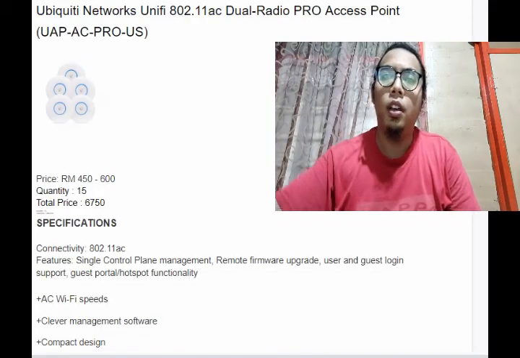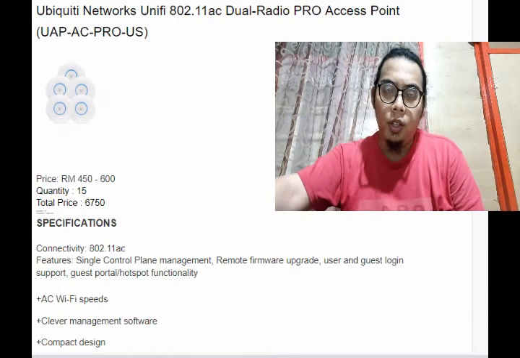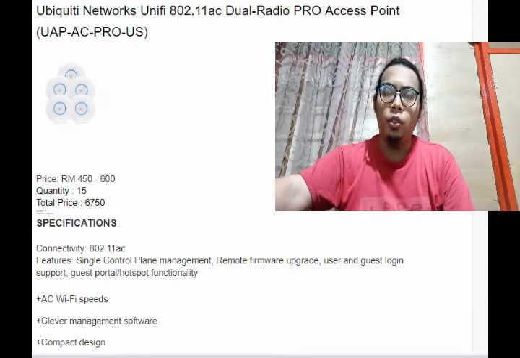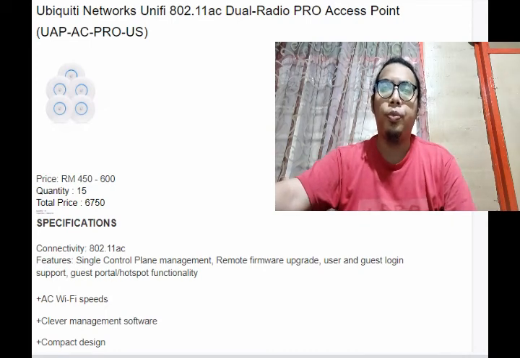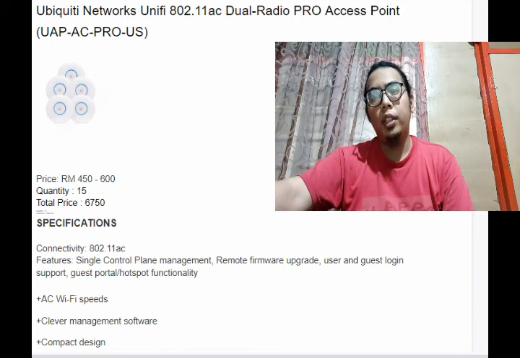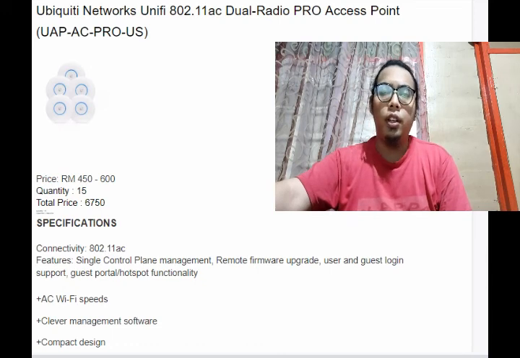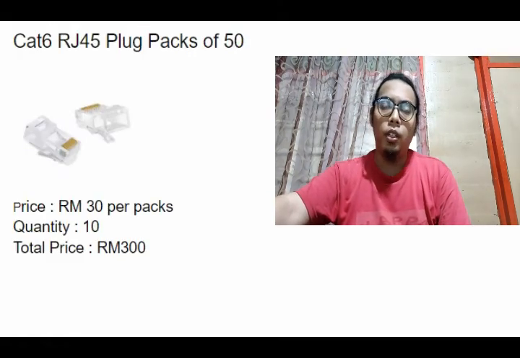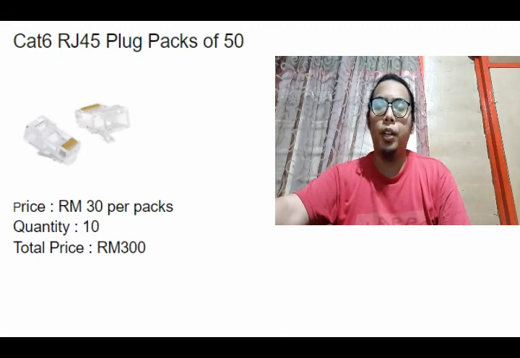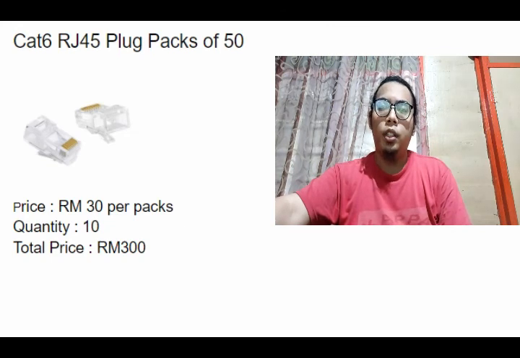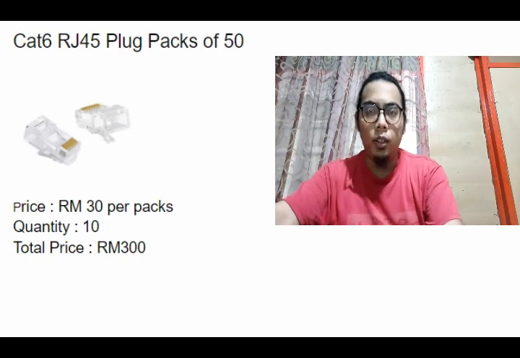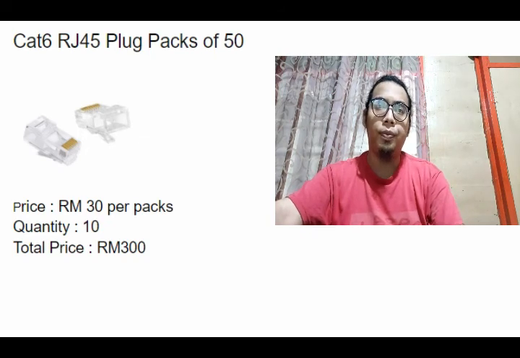The next one is the access point. The access point that we use is the Ubiquiti Networks UniFi 802.11 AC Dual Radio Pro. The price range is 450 ringgit to 600. The quantity is 15, so the total price is 6,750 ringgit. Next we use Cat6 RJ45 plug packs of 50. The price per pack is 30 ringgit, and the quantity is 10. The total price is 300 ringgit.